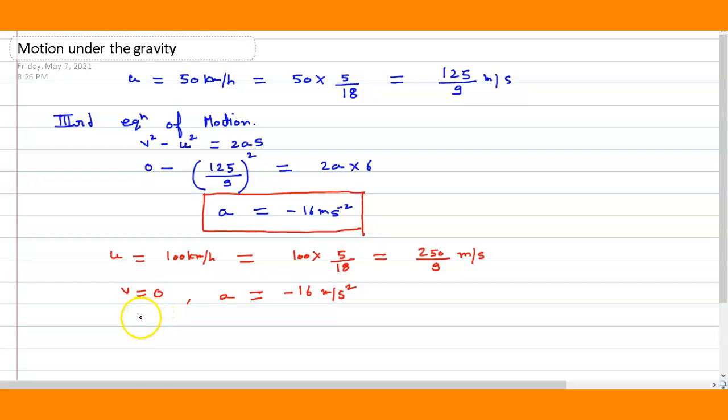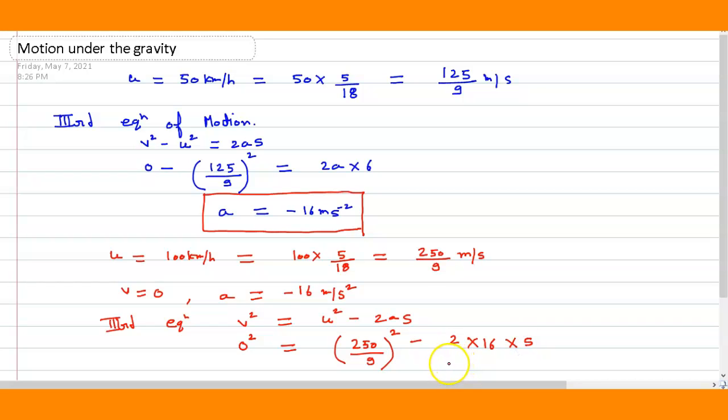Again, we are using the third equation. From the third equation, v square is equal to u square minus 2as. Its final speed is 0 to the square, and u is given as (250 upon 9) to the square, minus 2 into a, which is calculated as 16, into distance s.